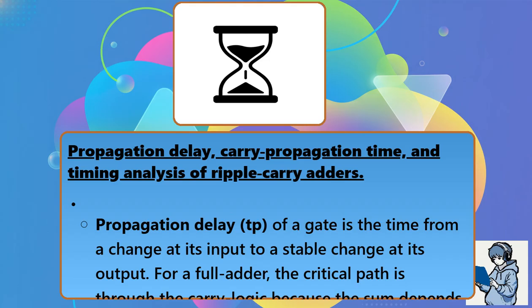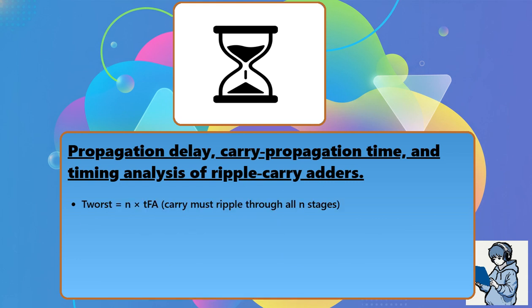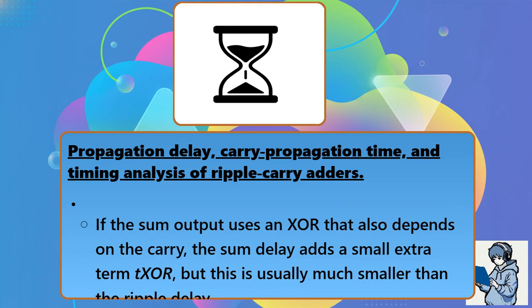Propagation delay, Tp of a gate, is the time from a change at its input to a stable change at its output. For a full adder, the critical path is through the carry logic because the sum depends on the incoming carry. Carry propagation delay for one stage is approximately Tp of carry logic. If we denote the delay of a single full adder's carry path as TFA, then for an n-bit ripple carry adder the worst case delay is Tworst equals n times TFA, since the carry must ripple through all n stages. If the sum output uses an XOR that also depends on the carry, the sum delay adds a small extra term TXOR, but this is usually much smaller than the ripple delay.